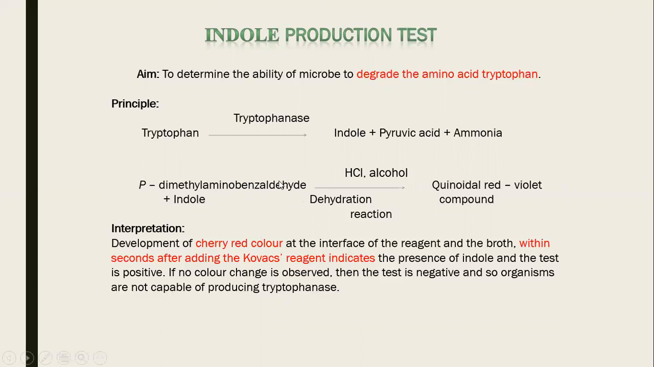This is detected by the change of the color of the medium to cherry red color or quinoidal red violet color. So the development of cherry red color indicates a positive test. If there is no change in the color, that indicates a negative test. That means those organisms are not able to produce tryptophanase enzyme, so they will not convert tryptophan into indole.